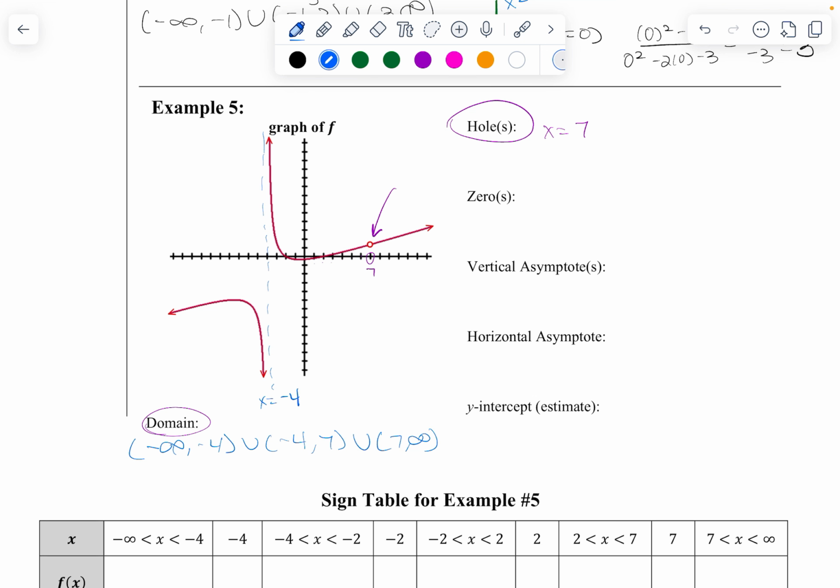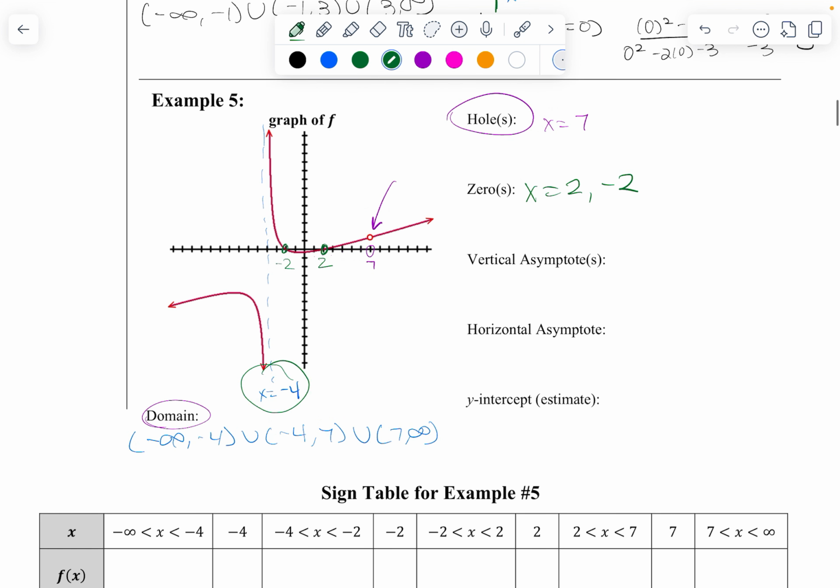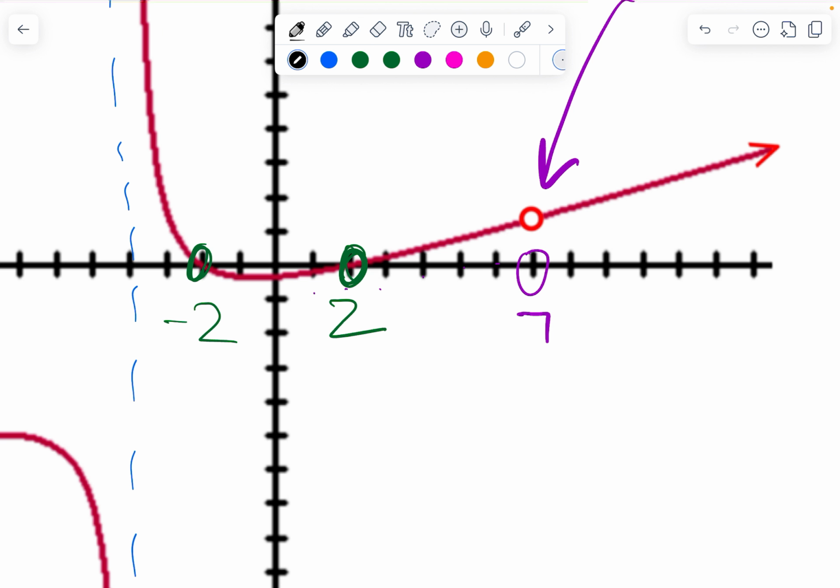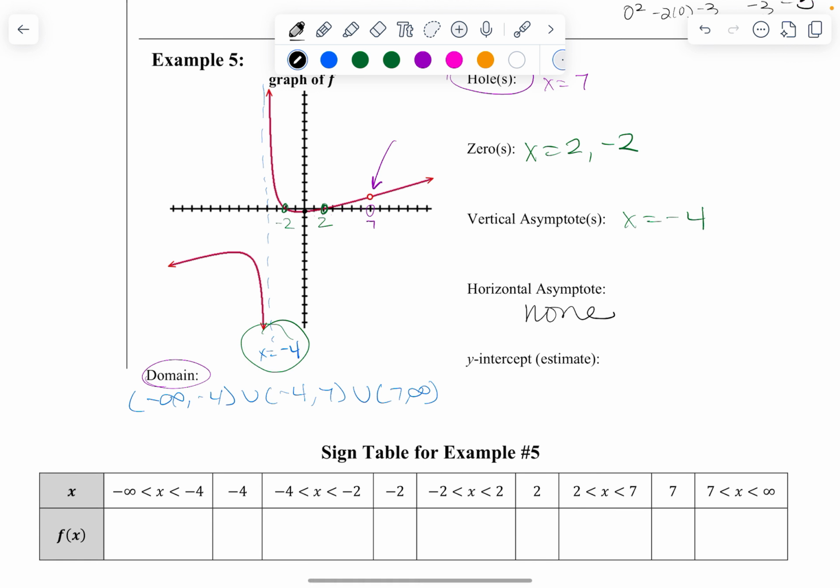So where do we see zeros? Remember, zeros are where it crosses the x-axis. Well, we see it crosses here and here, so it's at negative 2 and positive 2. We have vertical asymptotes. Remember, we said it was right here at x equals negative 4. We have horizontal asymptotes. In this case, we don't have a horizontal asymptote, so we say none. And then the y-intercept, if I zoom in here, I'm seeing it's a little bit less than a half. So let's approximate that at about 0.3, so we could say y is approximately negative 0.3.